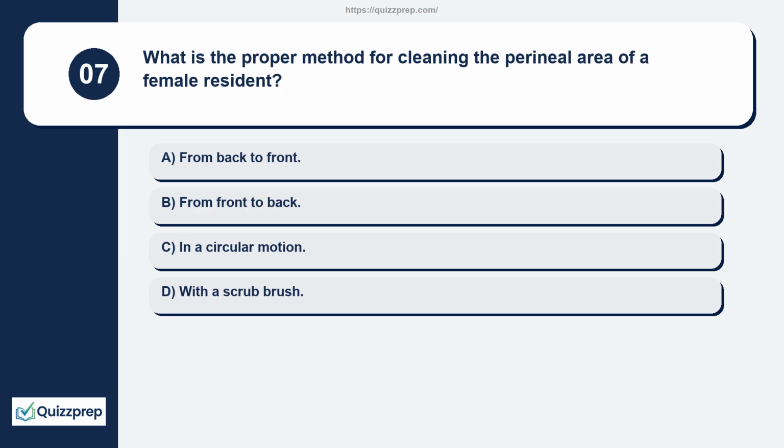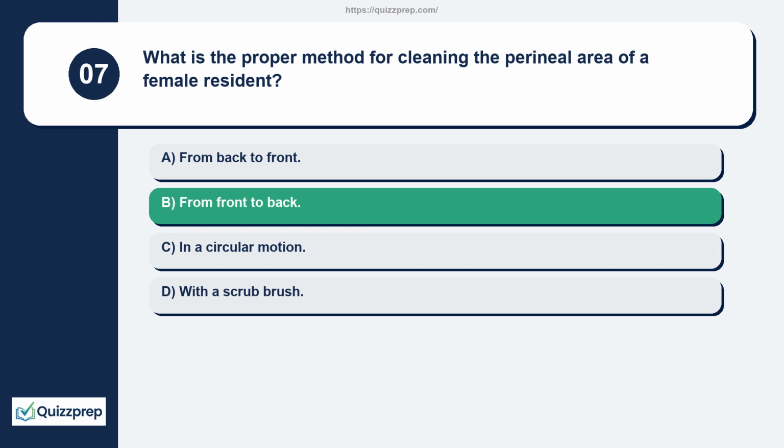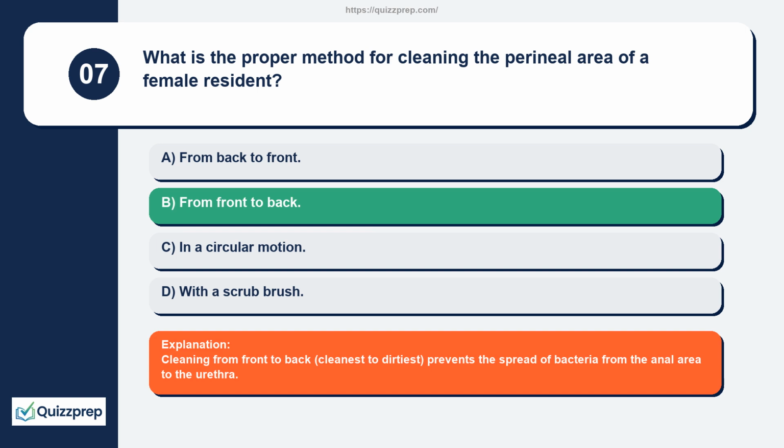Question 7. What is the proper method for cleaning the perineal area of a female resident? From back to front. From front to back. In a circular motion. With a scrub brush. Cleaning from front to back, cleanest to dirtiest, prevents the spread of bacteria from the anal area to the urethra.